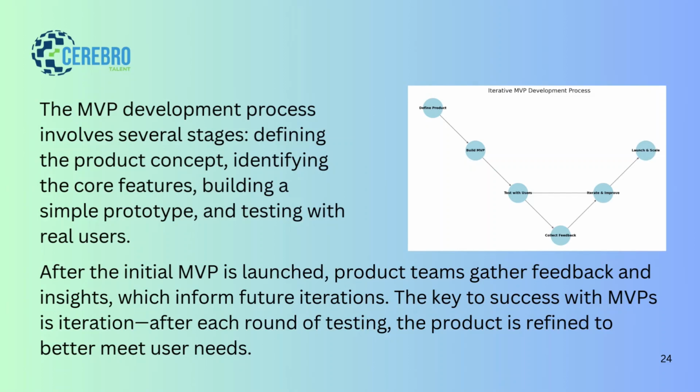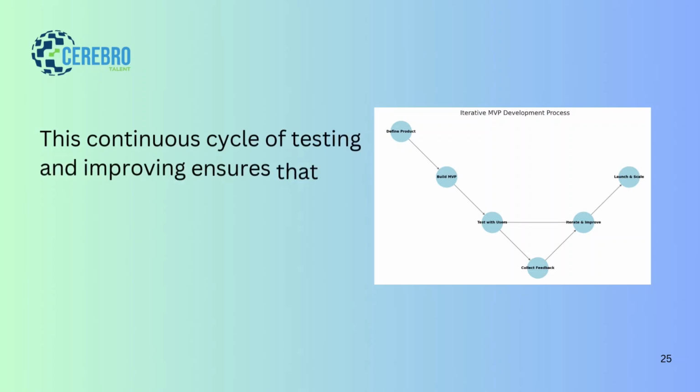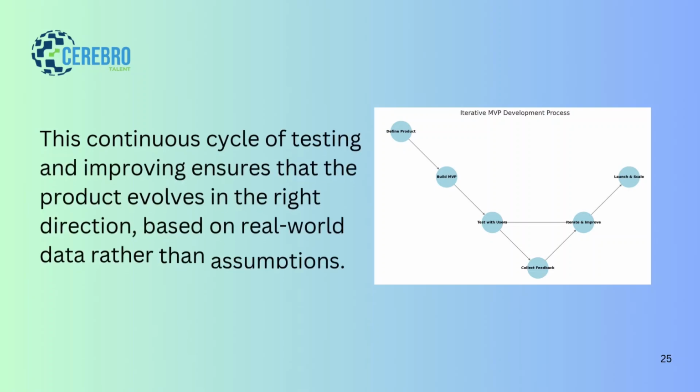The key to success with MVPs is iteration. After each round of testing, the product is refined to better meet user needs. This continuous cycle of testing and improving ensures that the product evolves in the right direction, based on real-world data rather than assumptions.